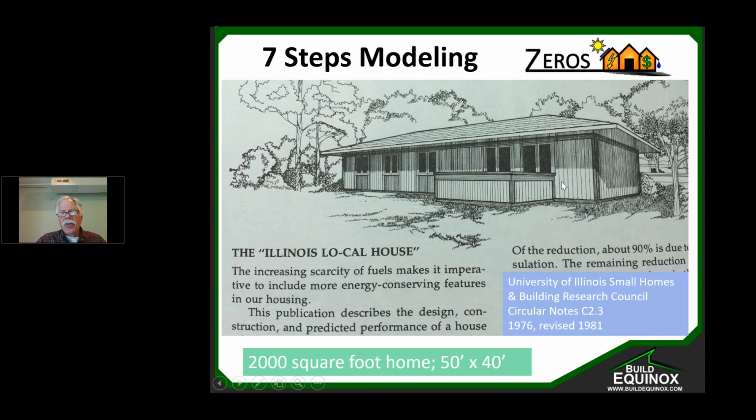might look like Equinox house. It might look like this nice simple ranch. It's basically a 2,000 square foot home. You might think of it as a 40 by 50 foot floor plan.